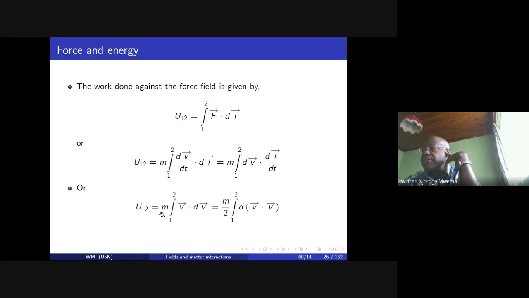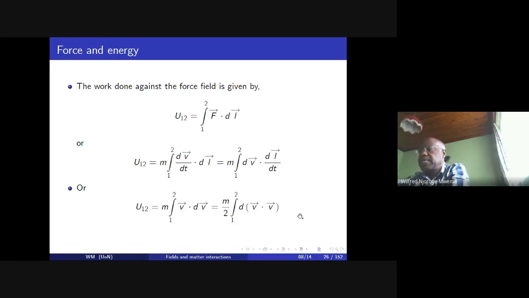Or we can therefore write v dot dv, and we can get this value being given as the value of dv dot v. I think there is a d missing here. It's just dv dot v, because that is also v dot dv, so to speak.